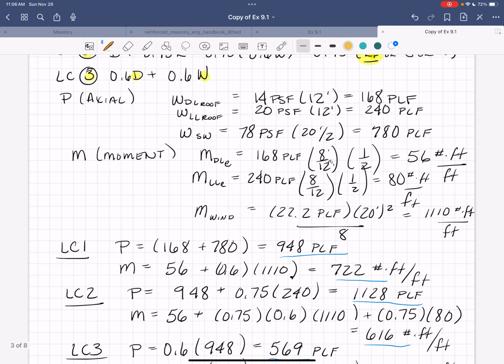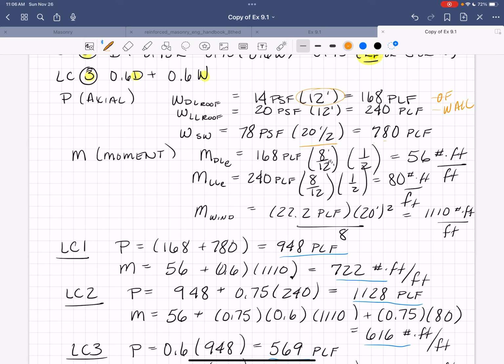Let's start out by making sure we've got everything ready to go. My w from the dead load and live load of the roof, multiply by that 12 foot, the tributary width for the loading from the roof. Then I've got my self weight. If I'm looking at the center of the wall, it's going to be over 2, and I get this in pounds per linear foot, because we're doing pounds per linear foot of wall.